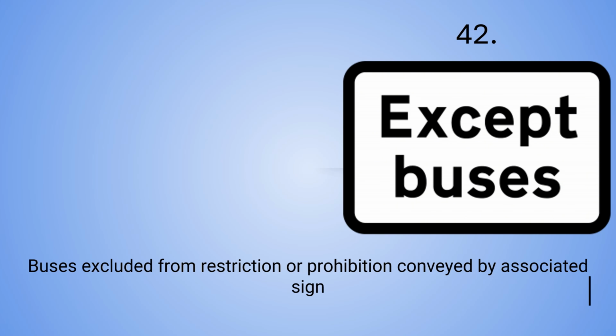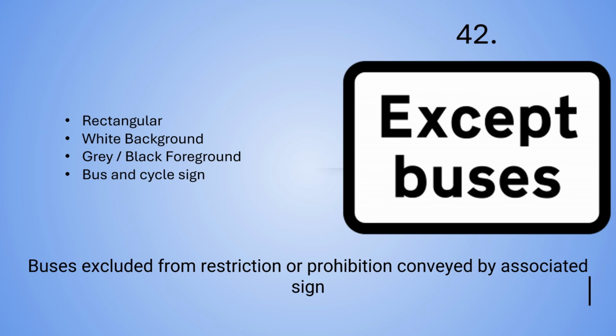Sign number 42. This sign means buses excluded from restriction or prohibition conveyed by associated sign. The sign is also rectangular on a white background with a gray or black foreground, and it's a bus and cycle sign. It's very similar to the previous one. However, on this particular sign, the buses are exempt from restriction, so they can actually use this, whereas the other vehicles, they are prohibited.